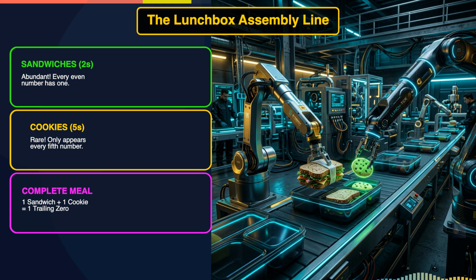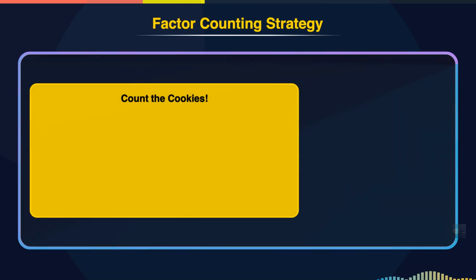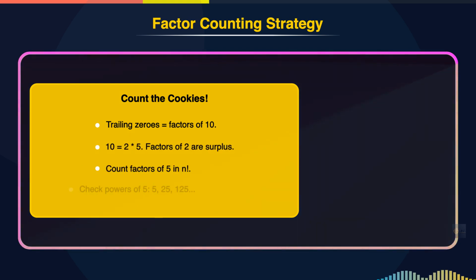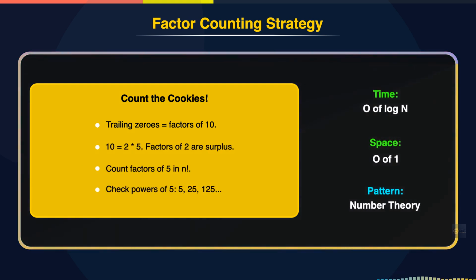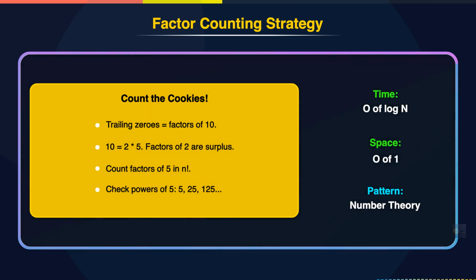The strategy is simple. We count how many factors of 5 exist in all numbers from 1 to n. 1. We divide n by 5 to count numbers that contribute at least one factor of 5. 2. We then divide n by 25 to count numbers that contribute a second factor, then 125, and so on. The total sum of these counts gives us the exact number of trailing zeros, without ever calculating the factorial itself.